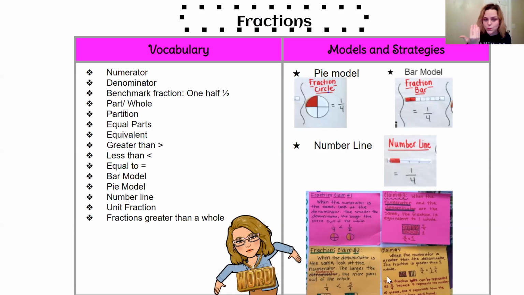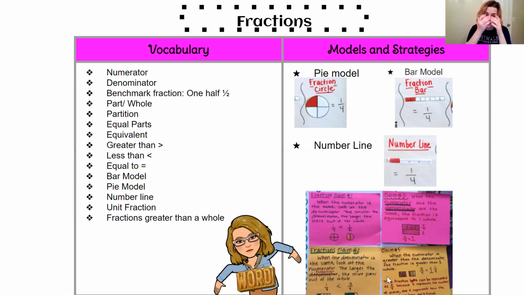So I'm going to read the claims to you one more time. They're kind of grainy and hard to read, but I'm going to go back to fraction claim number 1. When the numerator is the same, such as 1/4 and 1/2, you look to the denominator. The smaller the denominator, the larger the piece out of the whole. We've talked about that in class before. Claim number 2: when the denominator is the same, you look at the numerator. The larger the numerator, the more pieces out of the whole.